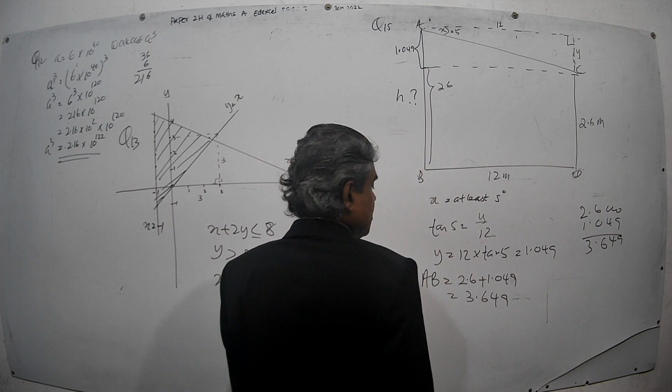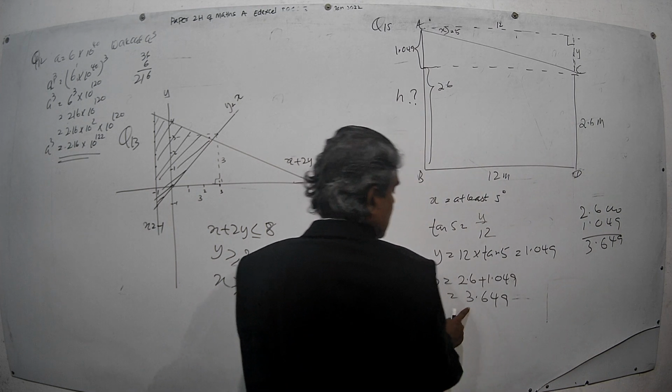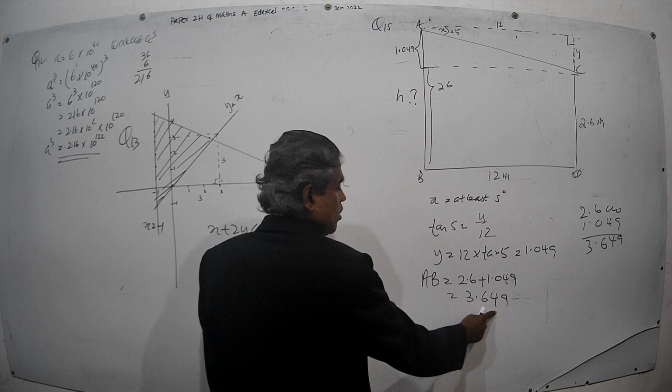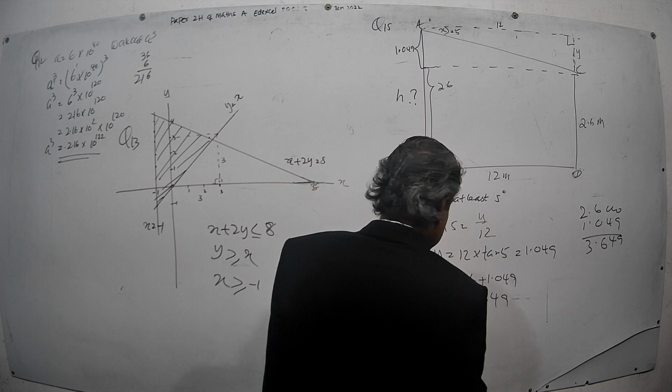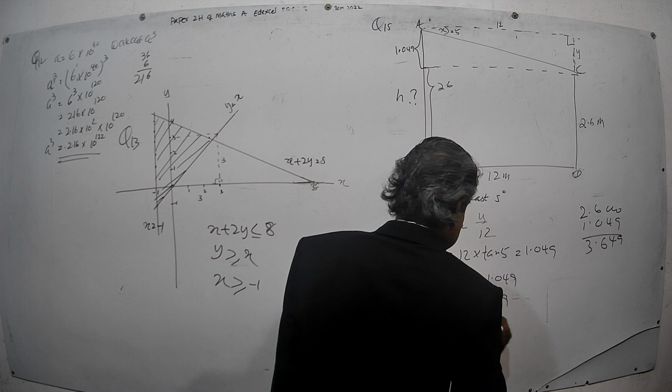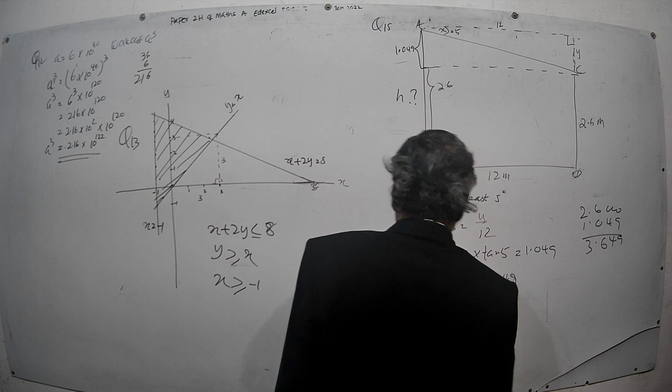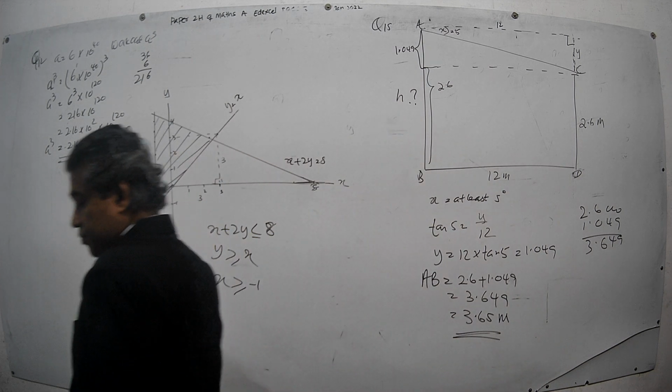Then correct to three significant figures here. First significant figure, second significant, third significant, the fourth one is greater than 5, so we add one to this one, then it will be 3.65 meters. That is the answer for AB.